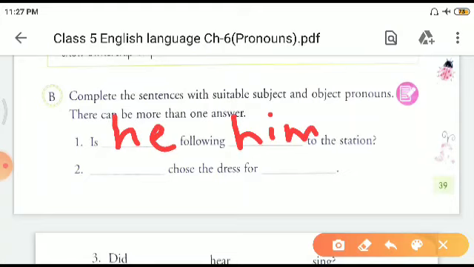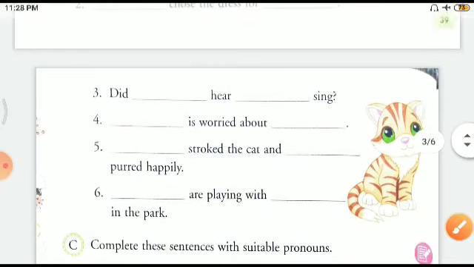Dash chose the dress for dash. It could be she chose the dress for him. We can write this: she chose the dress for him or her or anything. Now this is how you have to do this exercise here.